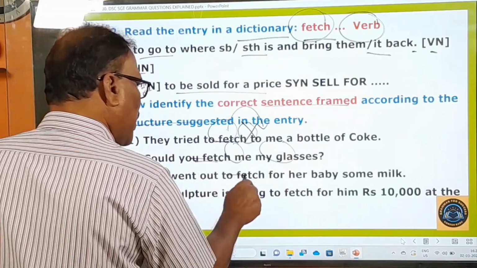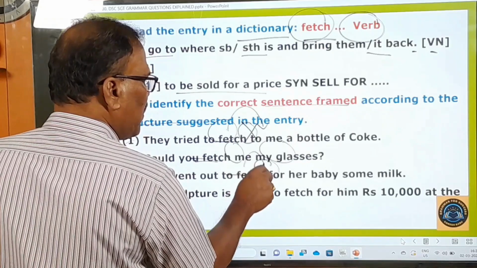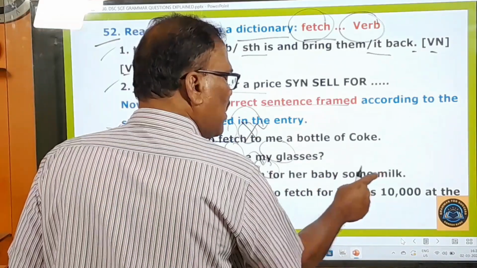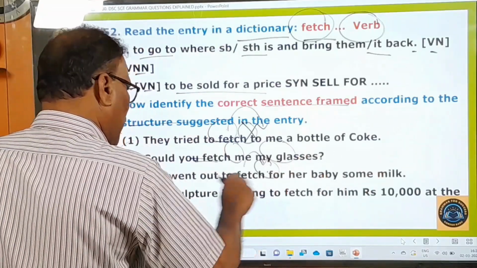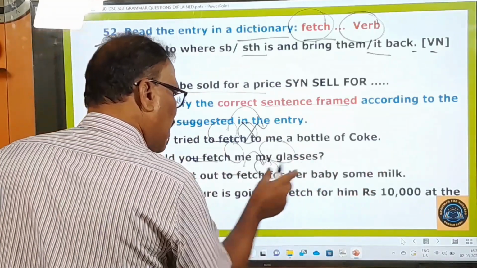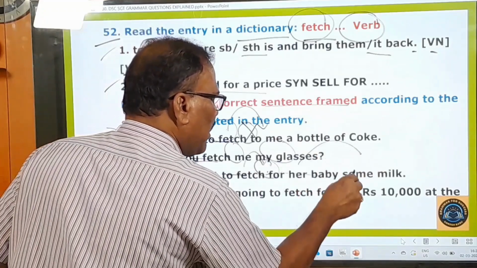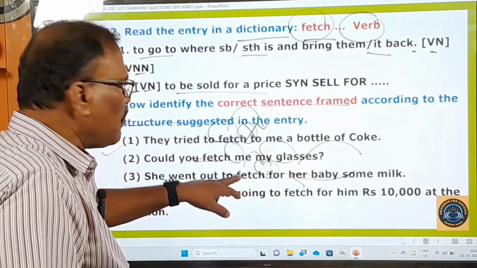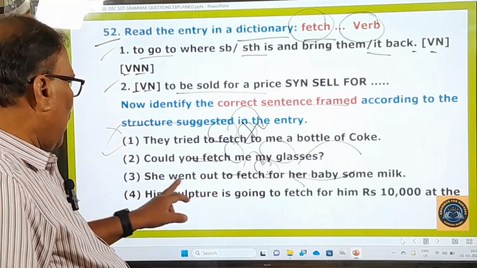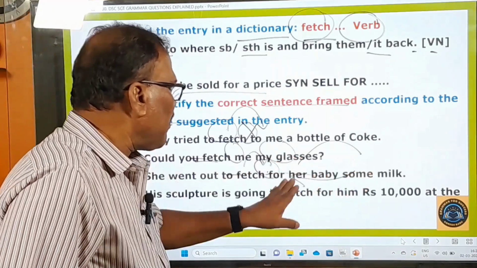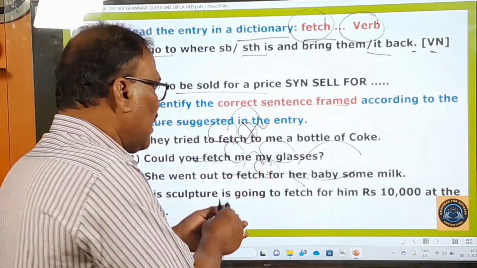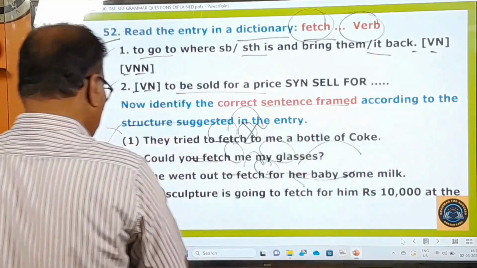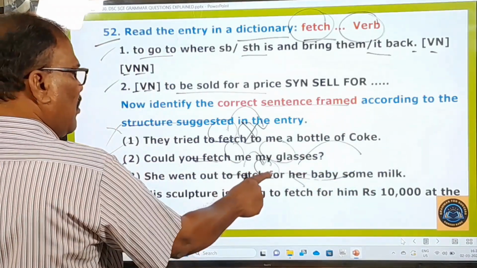Look at the third one. She went out to fetch for her baby some milk. After fetch the preposition is used again. This should have been like this: she went out to fetch some milk for her baby. Had these phrases been there in that manner, this sentence would have been correct. But unnecessarily, these things are inverted. So first of all, for her baby, some milk. That's why this is wrong. That's not the correct usage.